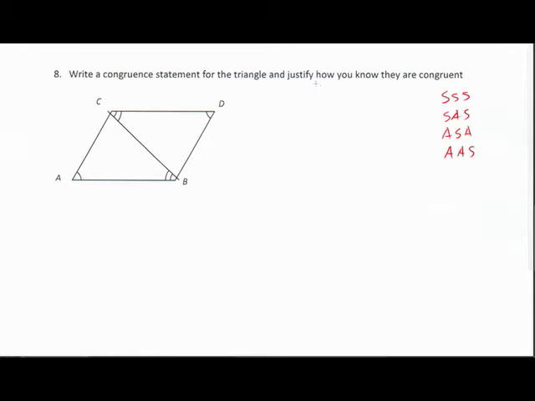Writing a congruent statement for the triangle and justifying how we know that they're congruent, we're going to be looking at these theorems that we've gone over: side, side, side; side, angle, side; angle, side, angle; and angle, angle, side.